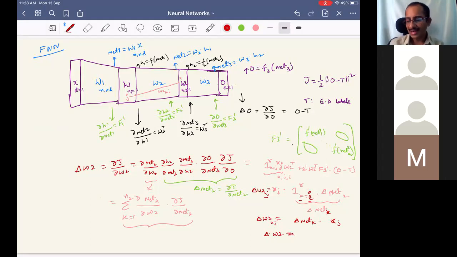So how should we write delta W2, you tell, if the things are clear? How should we write delta W2 in terms of delta net 2 and this x? What is input x here, by the way? H1. Yeah, H1. So we should not write x here, it should be H1. H1j. Okay, this is i.